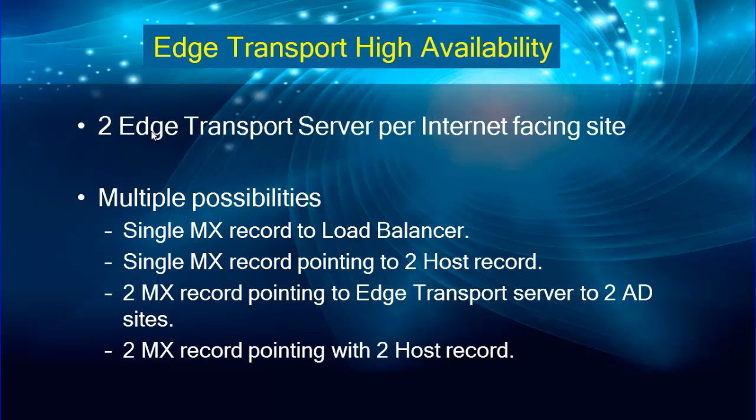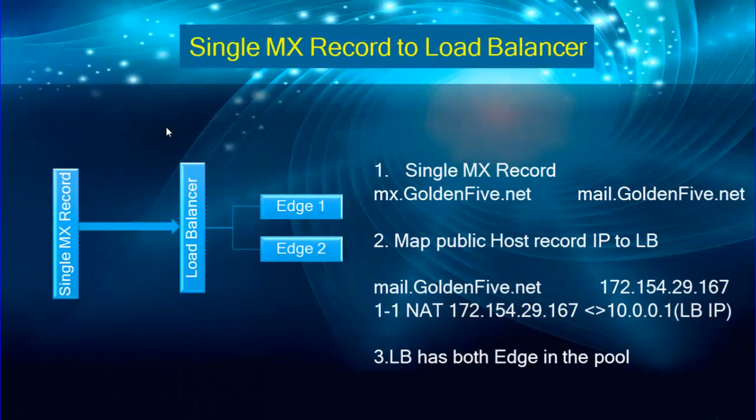The multiple possibilities: single MX record to load balancer, single MX record pointing to 2 host records, 2 MX records pointing to edge transport servers in 2 AD sites, and 2 MX records pointing to 2 host records. So there are different possibilities. We'll see in the next slide.